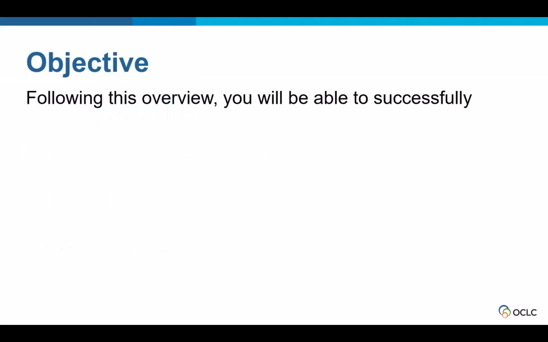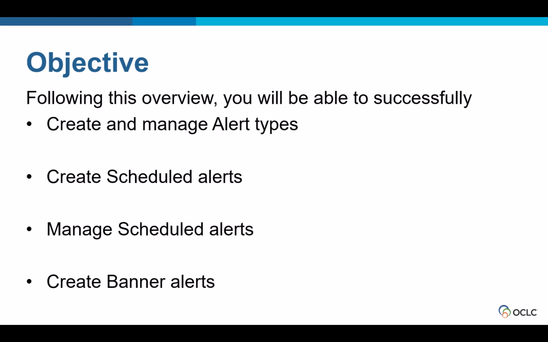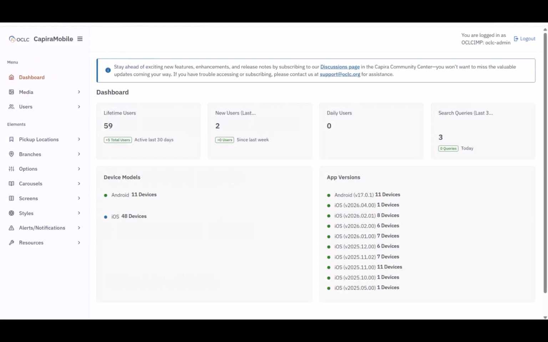Following this overview, you will be able to successfully create and manage alert types, create scheduled alerts, manage scheduled alerts, and create banner alerts from the CapiraMobile staff dashboard for your library customers. Libraries can create custom alerts in the CapiraMobile staff dashboard that will be delivered to app users' devices as push notifications, either immediately or at a scheduled time. These alerts can be used to notify patrons about emergency closures, updated hours, or events.